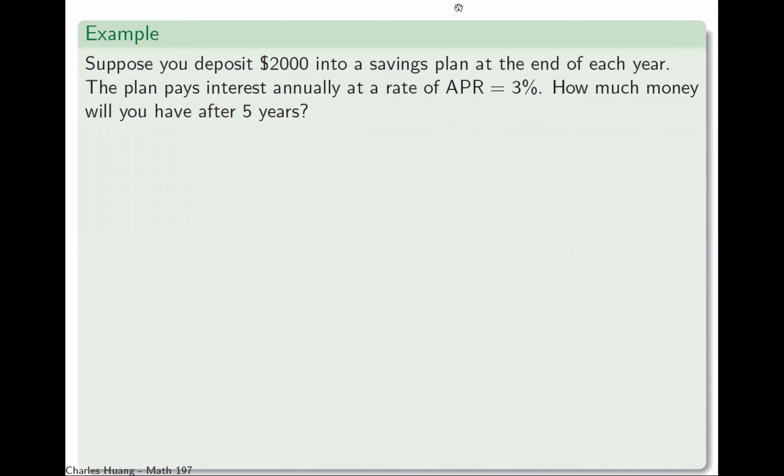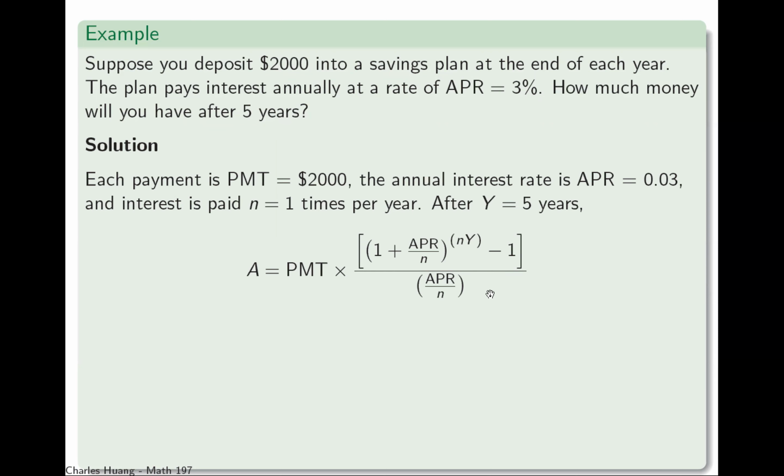Let's try an example together. Let's say that we put in $2,000 into a saving plan at the end of each year, and our rate is 3%. How much will we have after 5 years? We're going to use our formula over here. The payment, the amount that we put in, is $2,000. So this first part is 2,000.